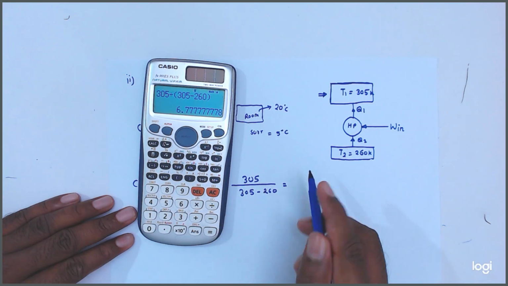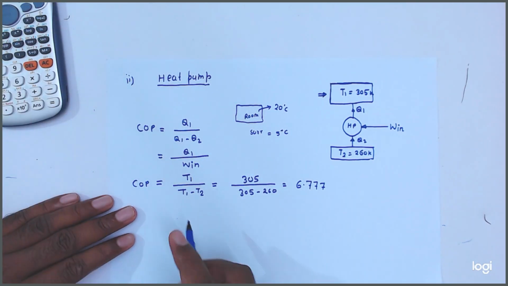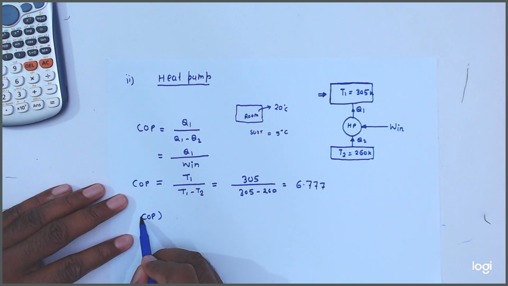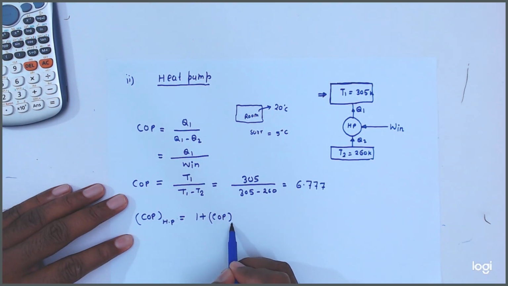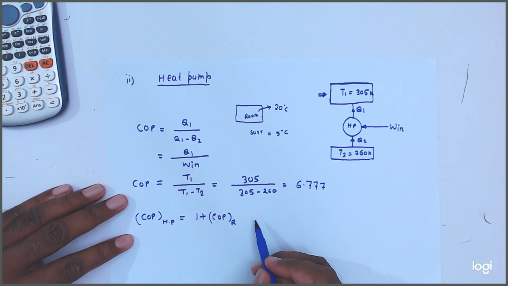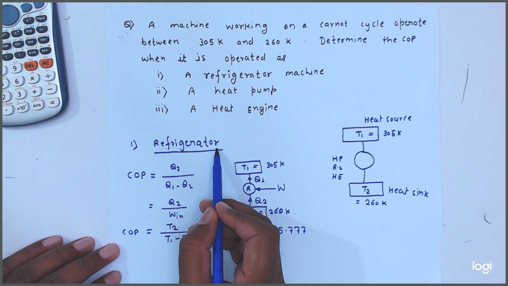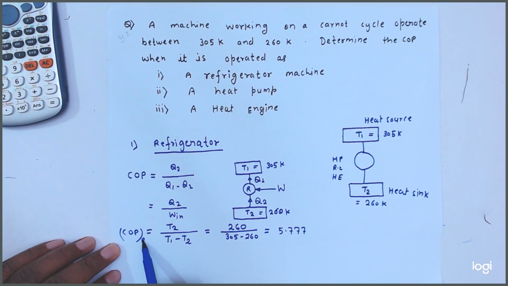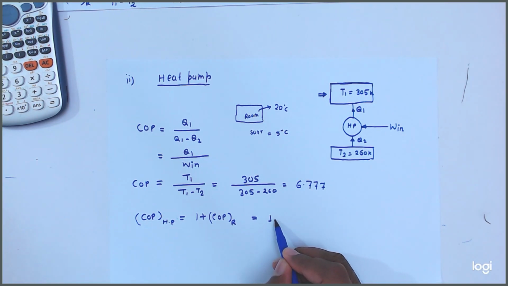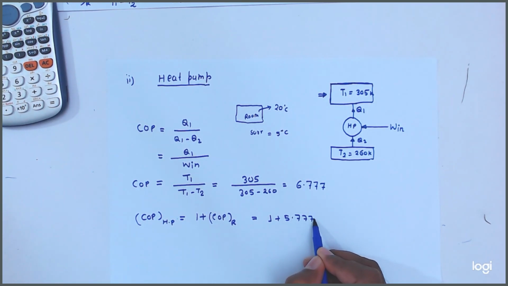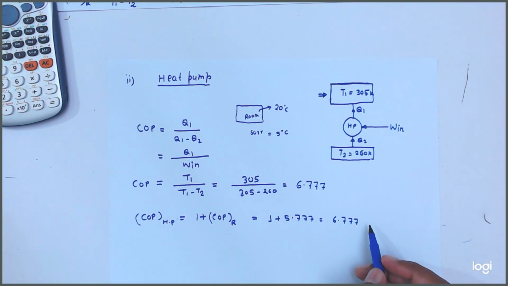So it will come friends, 6.777. Or friends, this COP of heat pump equals 1 plus COP of refrigeration. In the case of a refrigerator, COP of refrigeration is 5.777. So 1 plus 5.777 is equal to 6.777. So this is the COP of heat pump.